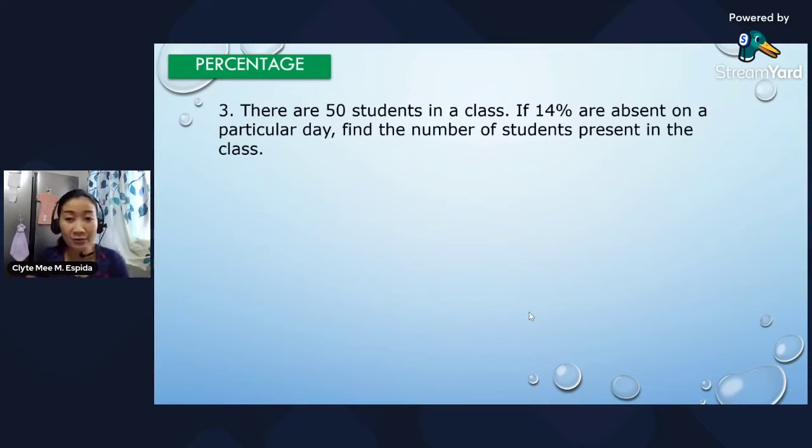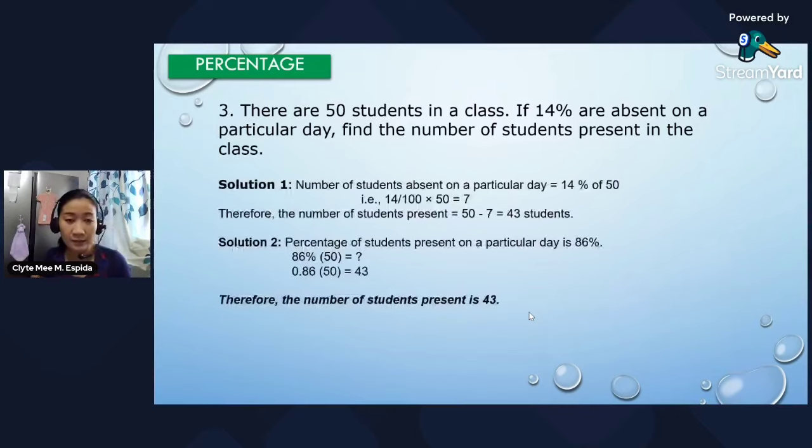Okay, so you may have 2 solutions dito. You could have this. Yung ginawa ninyo, you get the 14% of 50, and that is 7. Then you subtracted it from the total number of students, which is 50. So 50 minus 7, you got 43.